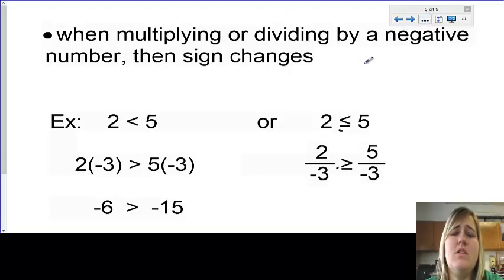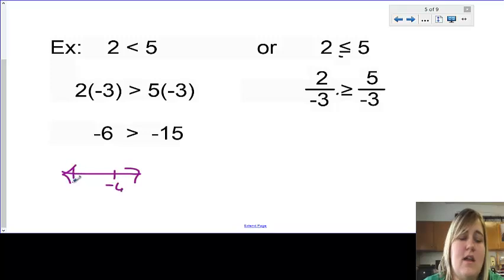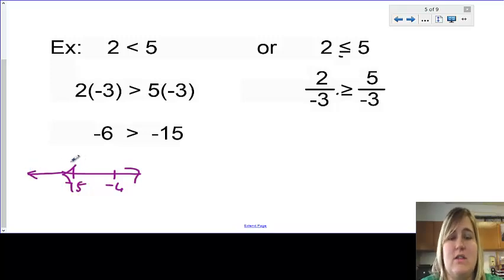When multiplying or dividing by a negative number, the sign changes. Okay? So, if I had 2 is less than 5, and I multiplied by a negative 3 on both sides, I would get negative 6 and negative 15. But when I multiply by that negative, the sign has to change because negative 6 is greater than negative 15. Because when I graph those on a number line, negative 6 would be on this side of negative 15. With negatives, as the absolute value gets bigger, the value gets smaller, right? So this is showing you why the sign flips. The same is true on this example.